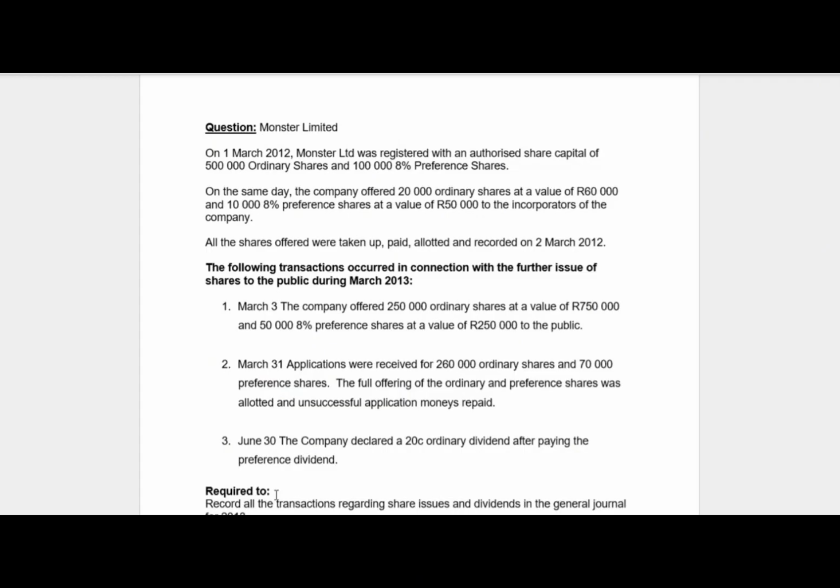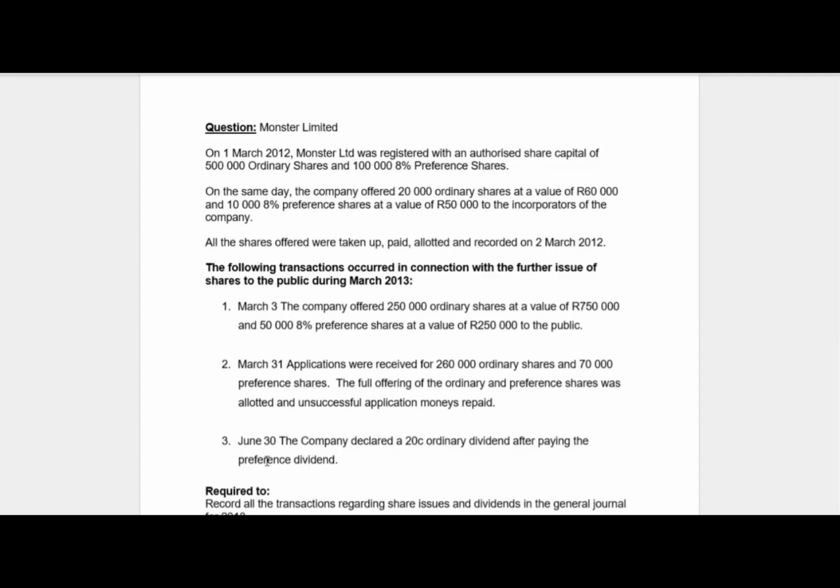Today, I'll be helping you with a question on general journal for companies, where we are going to learn how to record transactions on application of shares, transactions on allocation of shares, transactions on refund of shares, and transactions on declaration and payment of dividends, right?